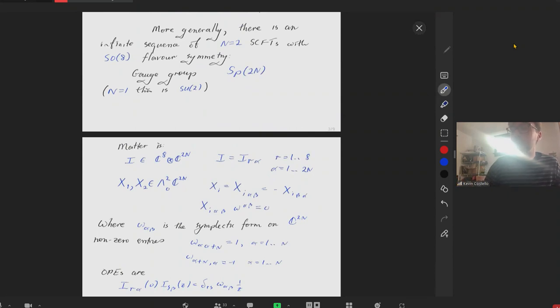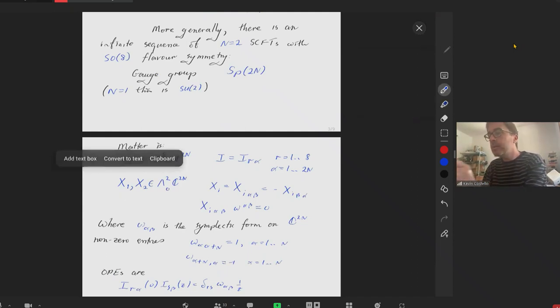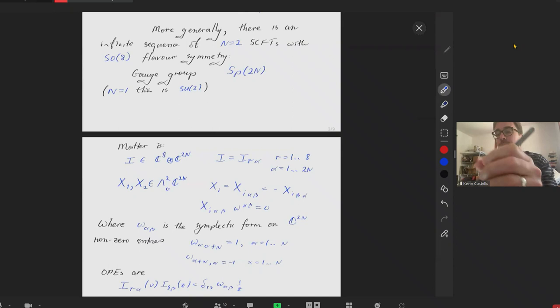The matter content consists of a vector Q^I, which is in C^8 tensor C^2n. So really I should be thought of as 8 vectors. And then there's 2 matrices.